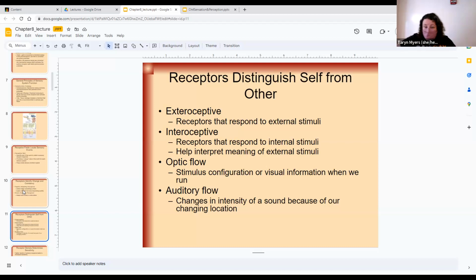Optic flow allows us to process visual information while we move. Wouldn't be much help if we couldn't run or walk without interpreting visual stimuli. And then auditory flow is like the Doppler effect, basically. The changes in the intensity of sound because of our changing location or the location of something else relative to us.